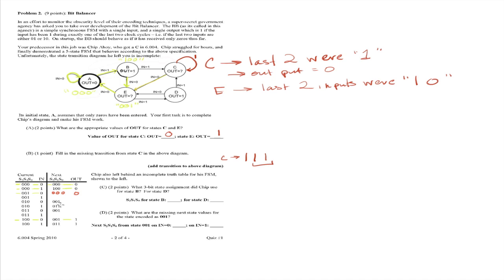Okay, so if at 0, 0, 1 we receive a 1 instead, then we're going to go to D. So 0, 0, 1 receiving a 1 should go to state D, which we don't know the bits for yet, so we're going to hold off on that.